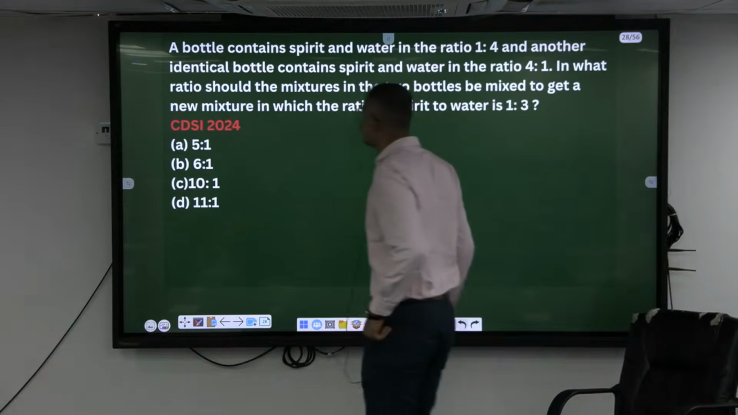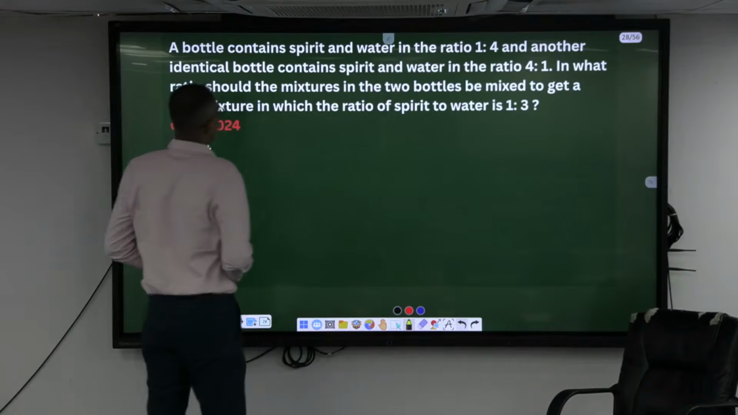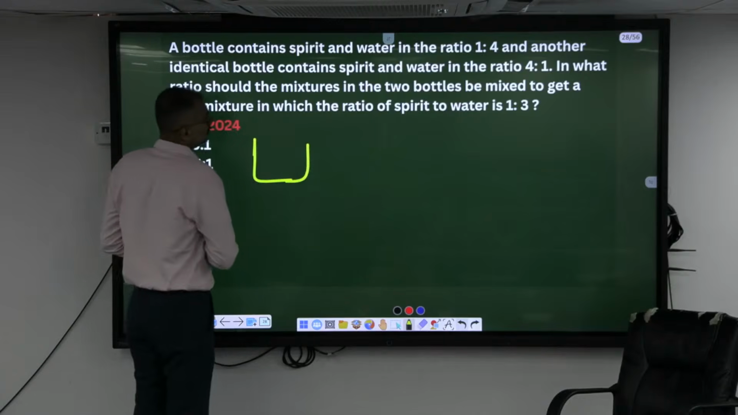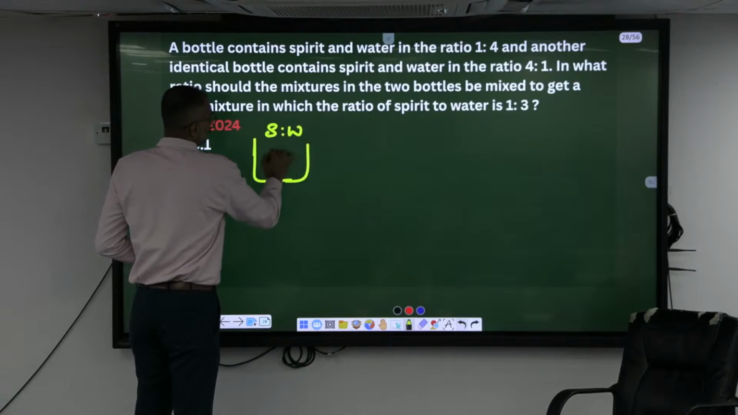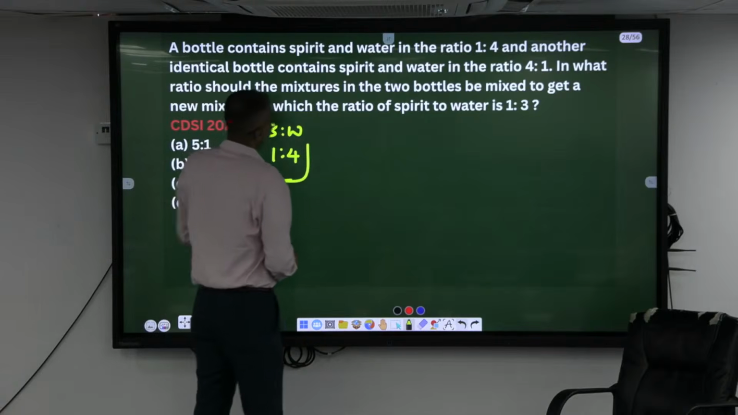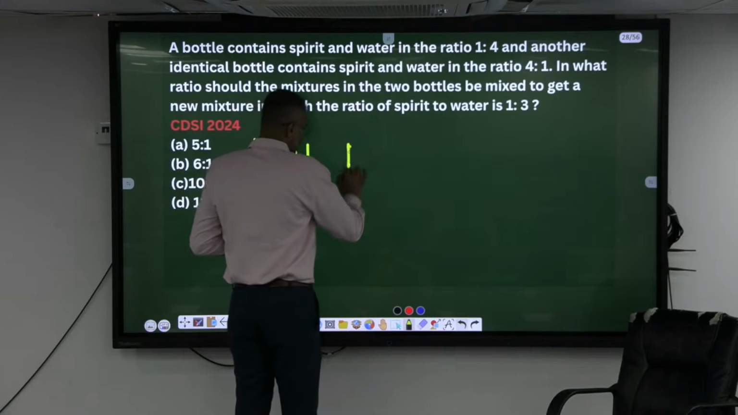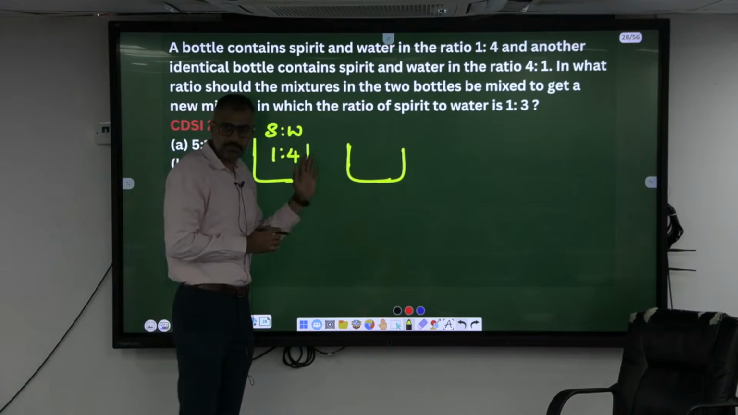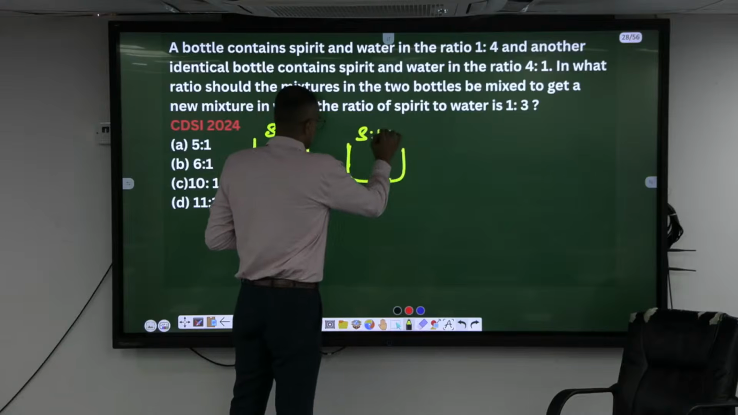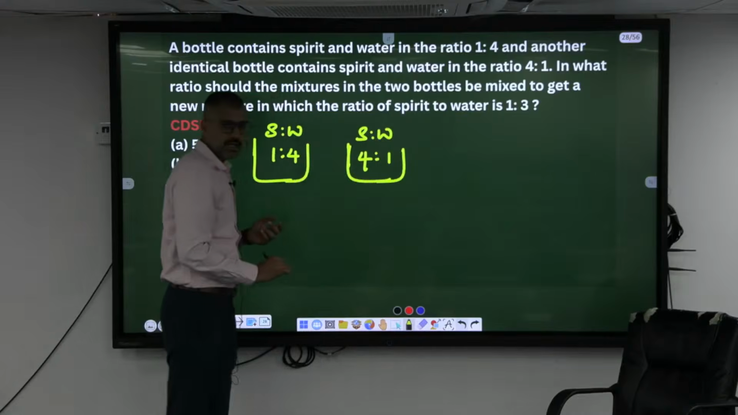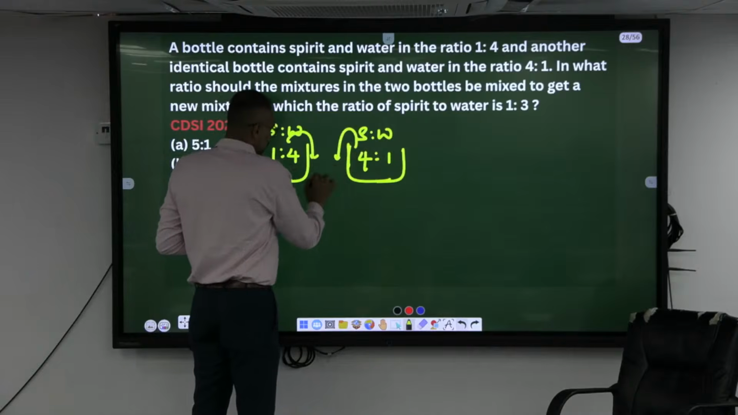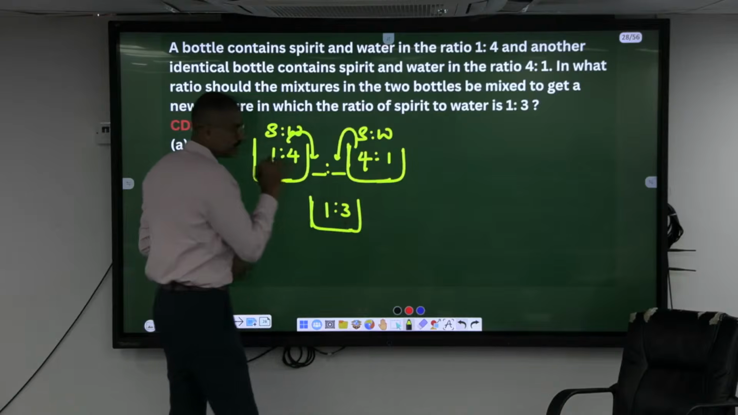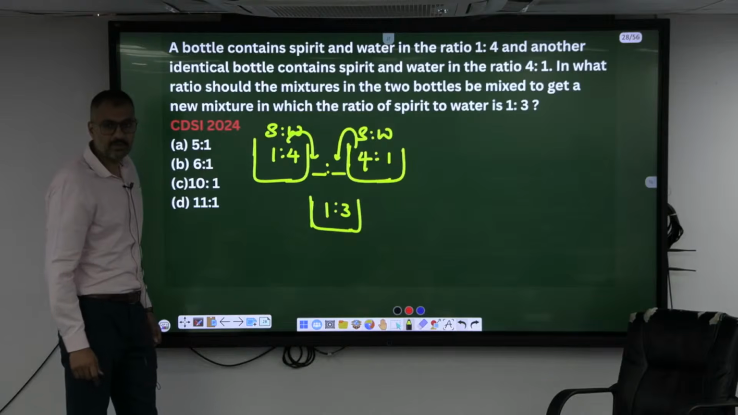Okay, look here everyone, look here. See, a bottle contains spirit and water in the ratio of 1:4. Let's say there is a bottle, spirit and water is in the ratio what? 1:4. Okay. And another bottle, identical bottle. The meaning of identical bottle means having the same quantity. If this is 5 parts, this is also 5 parts. Spirit and water is in the ratio 4:1. Now you are mixing these two in a certain ratio, so that the resultant has to be in the ratio 1:3, isn't it? This is the question. What is the ratio of the mixing?